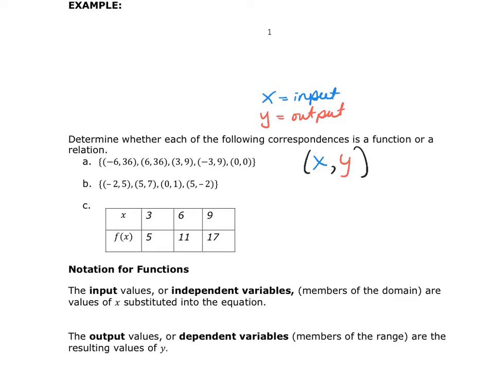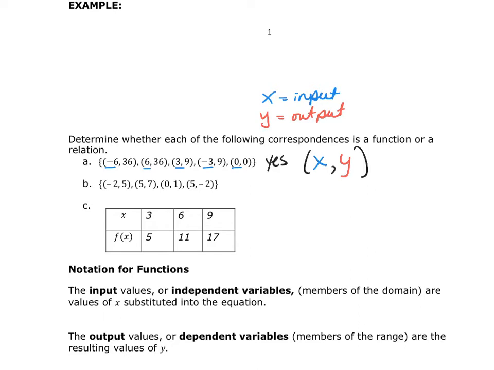So I want to make sure that my x's are not repeated, that I don't have an x associated to two different outputs or two different y values. So I go along my x values and I see -6, no other -6. I see 6, no other 6. I see 3, I see no other 3. I see -3, I see no other -3. And I see 0, and I see no other 0. I'm looking to make sure that those numbers are not repeated in the x position in the ordered pairs. And since they're not, I know that A, yes, is a function.